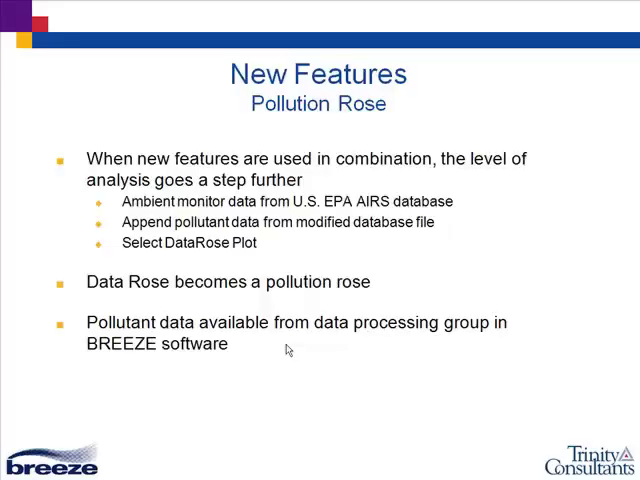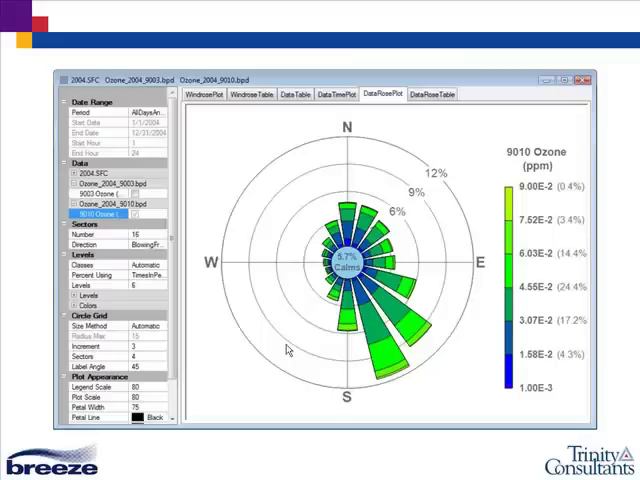Suddenly my data rows has become a true pollution rows. This modified pollutant data from the AIRS database is available for purchase from the data processing group at BREEZE Software as well. So now let's look at this example of my pollution rows. In this case, I took my AERMOD-ready surface data file and I appended some ozone data to it.